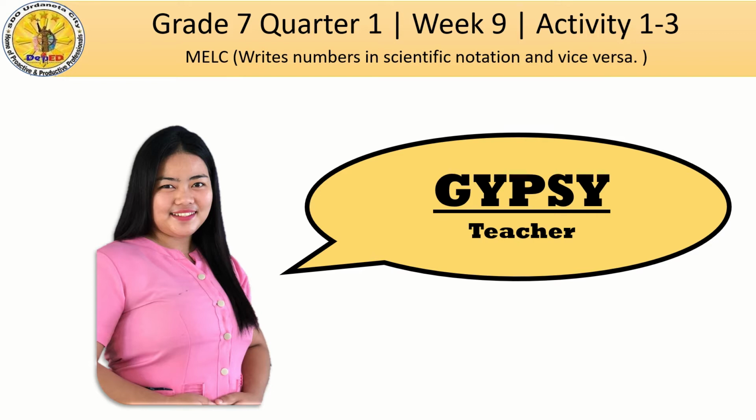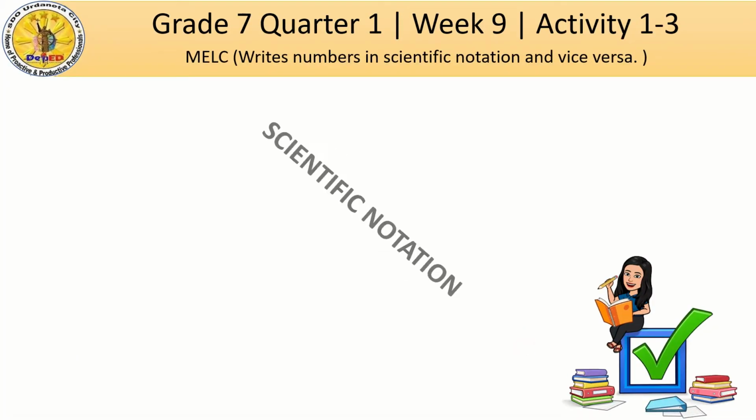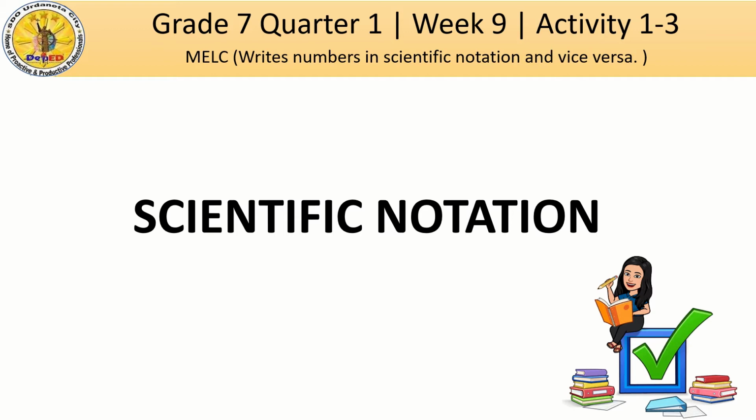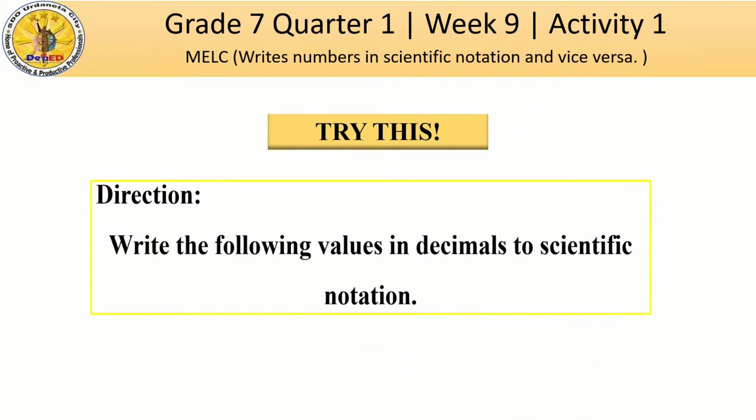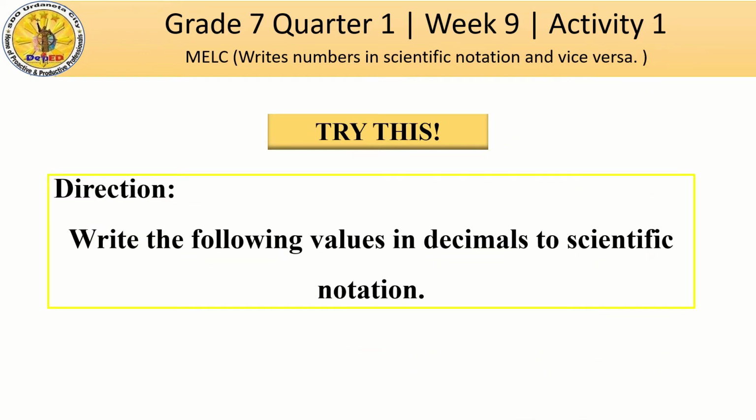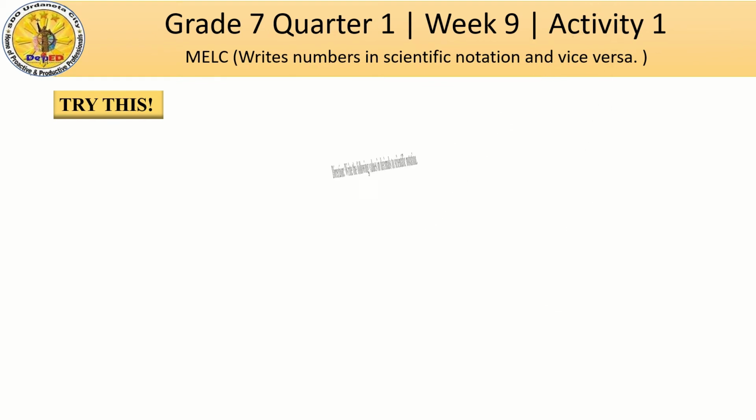Grade 7, again, I'm Teacher Gypsy and I'm here to guide you in answering your Activity 1 to 3, Quarter 1, Week 9, with the lesson on scientific notation. Congrats to you. You did it to the last week of this quarter 1. Week 9 na. Let's proceed to the first activity. Activity 1 is entitled Try This. With the direction, write the following values in decimals in scientific notation. Let's proceed to the first example.